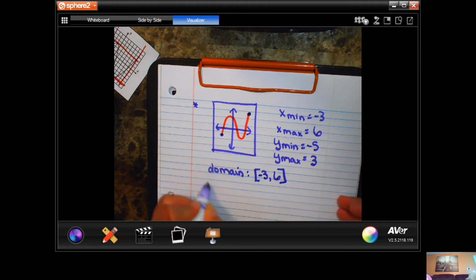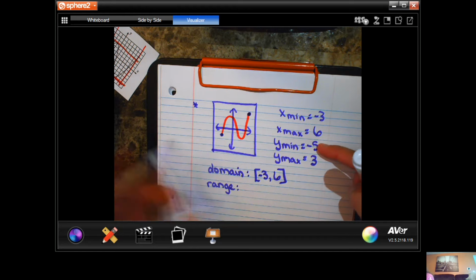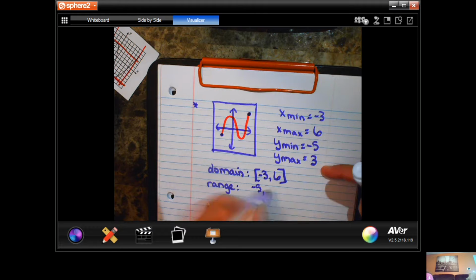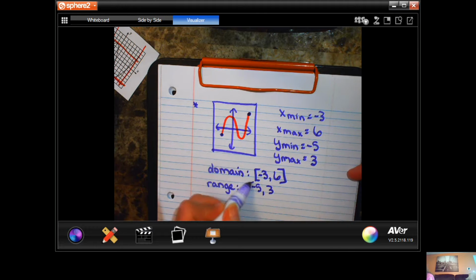Our range would be our y values. The y values would be from the lowest to highest y. Well, our lowest is -5. Our highest was 3. Again, because these were closed dots, we're going to have brackets around them. If either of these were open circles, then we would have parentheses next to the numbers.